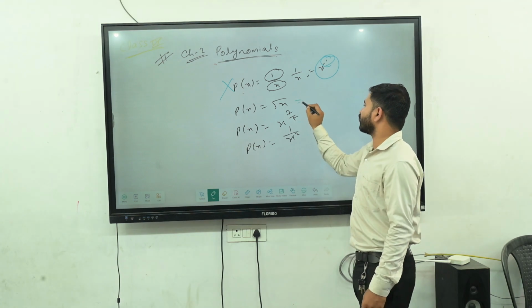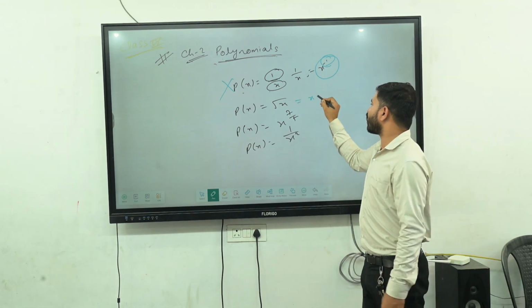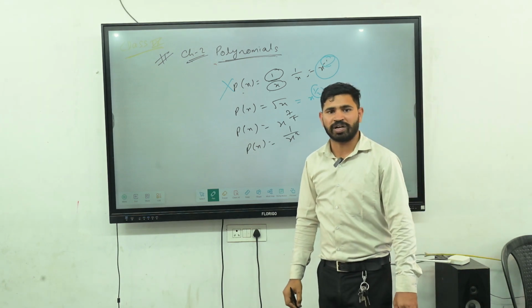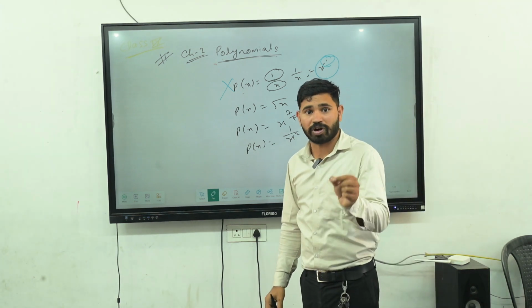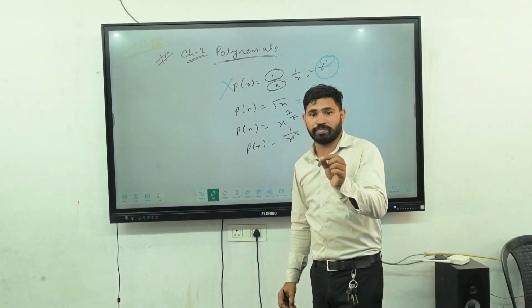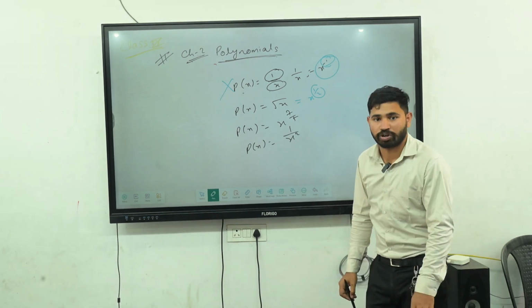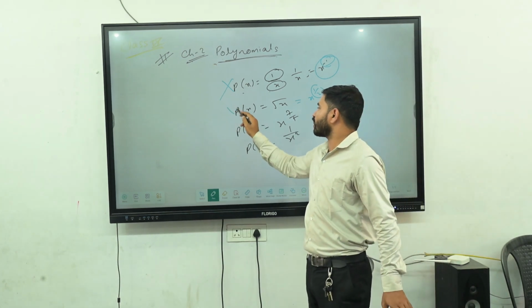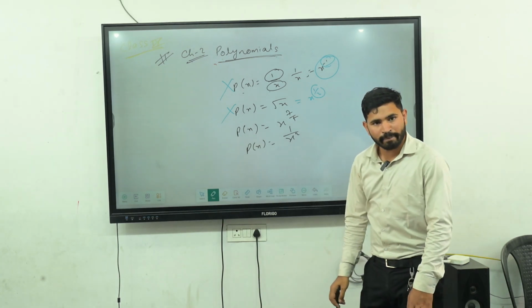As we all know, root x means x to the power half, and half is a rational number but not a whole number. We need the power to be a whole number, only and only a whole number, otherwise it is not a polynomial. So this is 1 by 2, not a whole number. That's why p(x) equals root x is not a polynomial.